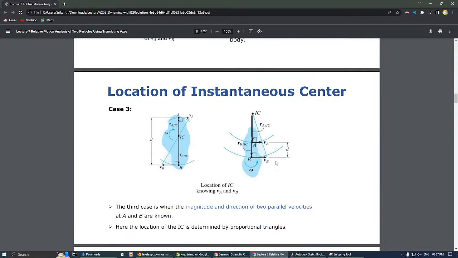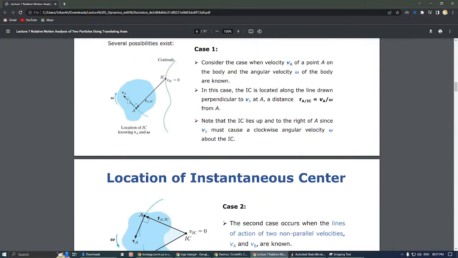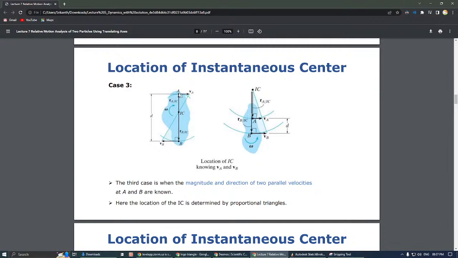Then location of instantaneous center once again. Some cases are given here. First case it is like this. Second case it is like this. And 2 points we are known. Third case, let us say A and B are 2 points. A is moving right side, B is moving left side. Then to find instantaneous center, we have to join these 2 points. And the point where this intersects will give us instantaneous center.